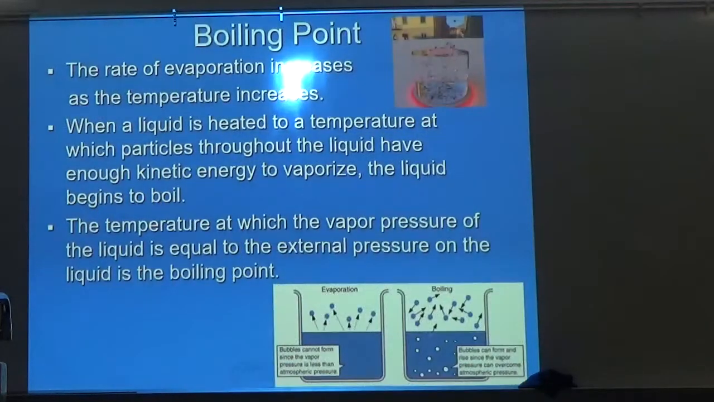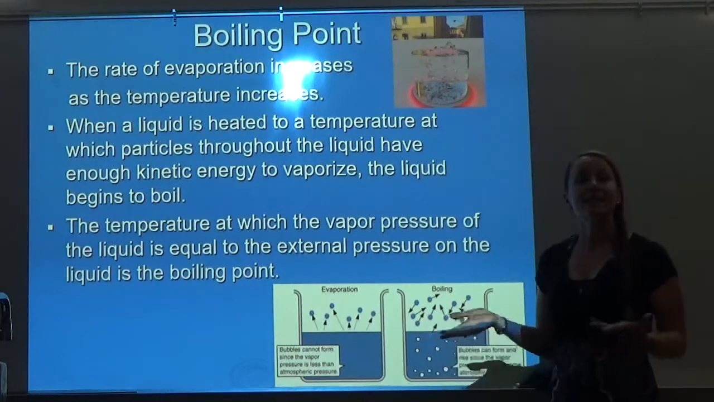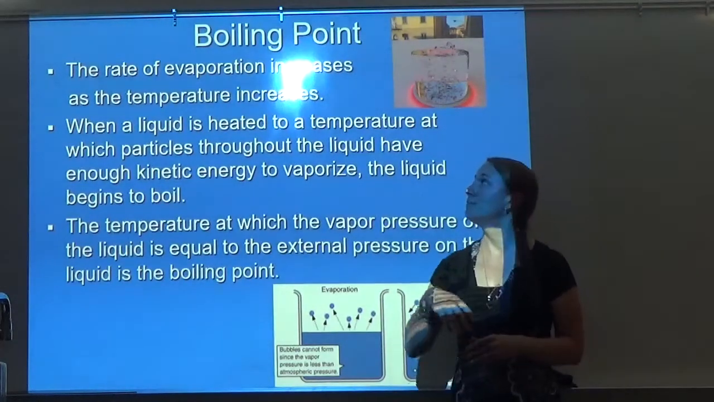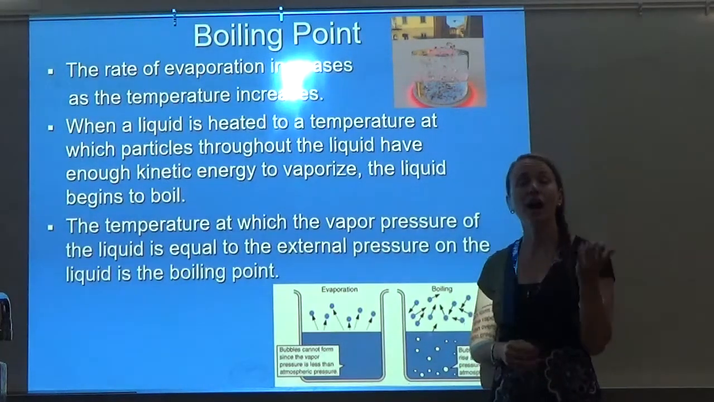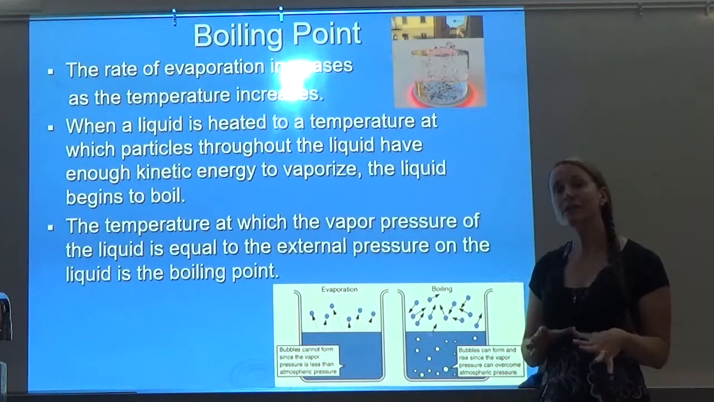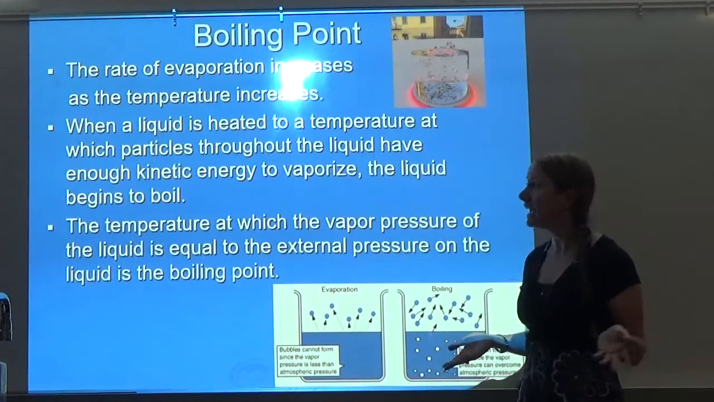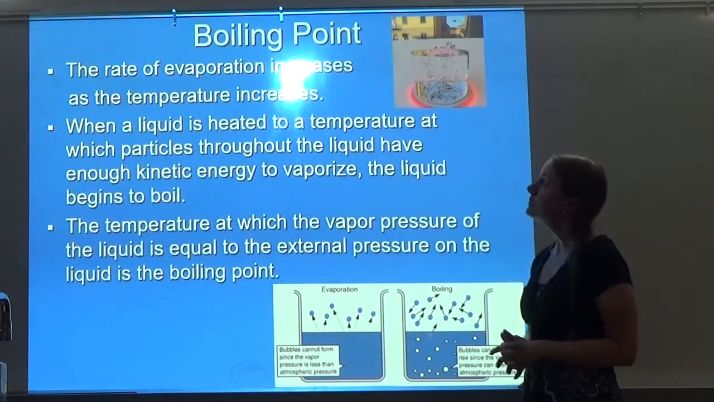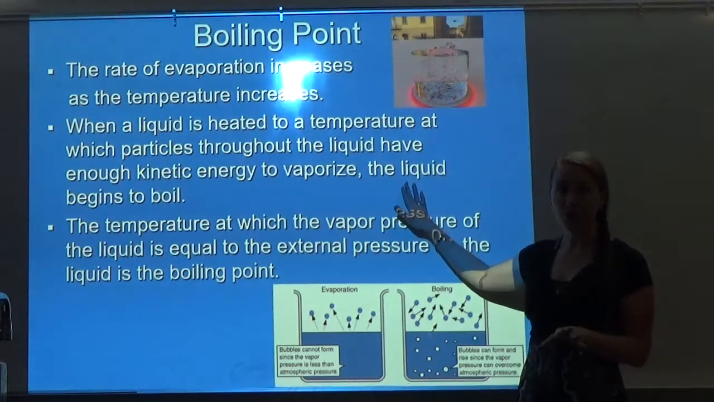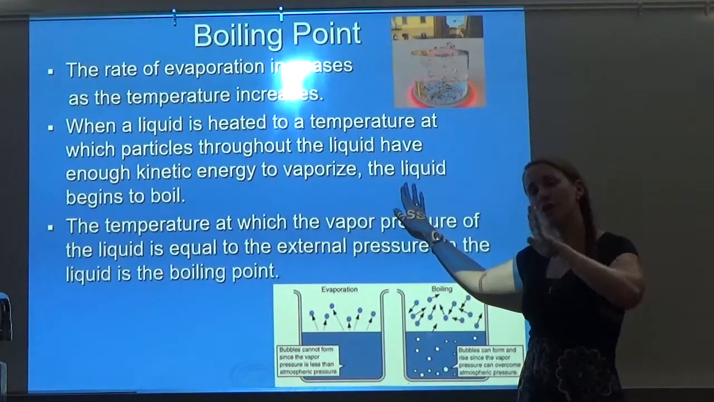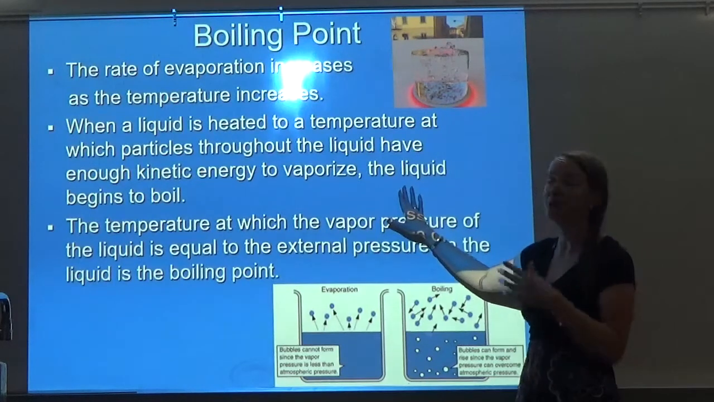All right, so let's talk a little bit more about boiling point and pressure. So the rate of evaporation increases as temperature increases. So if I have a bowl of water and I put it out on a cold winter day, and I have a bowl of water and I put it out on a hot summer day, the water on the summer day would evaporate faster because more of the particles have the kinetic energy to become a gas. When a liquid is heated to a temperature at which all the particles have enough kinetic energy to vaporize, that's when it begins to boil. So see, evaporation happens at the surface. Boiling happens throughout the whole liquid because at that point, all the particles can become a gas.